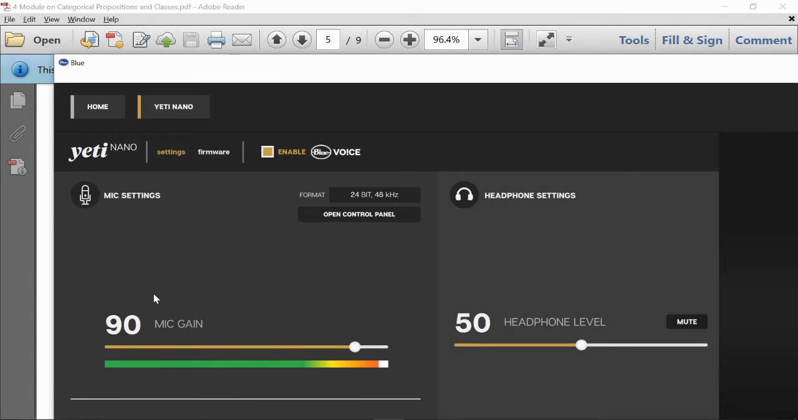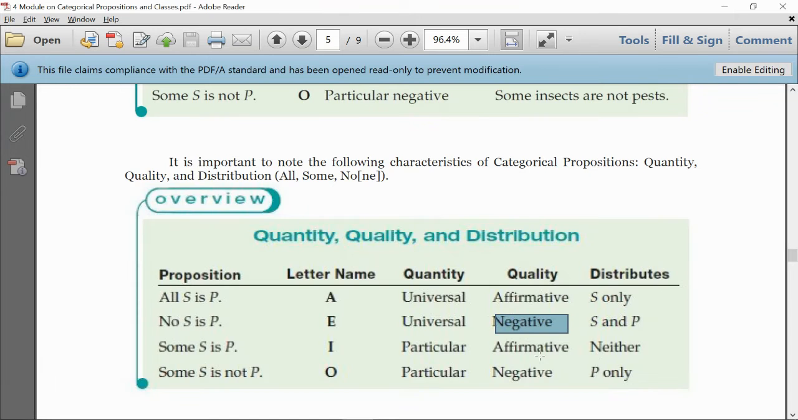Apologies for this one. It keeps changing the volume. I'm trying to fix it, but to no avail.